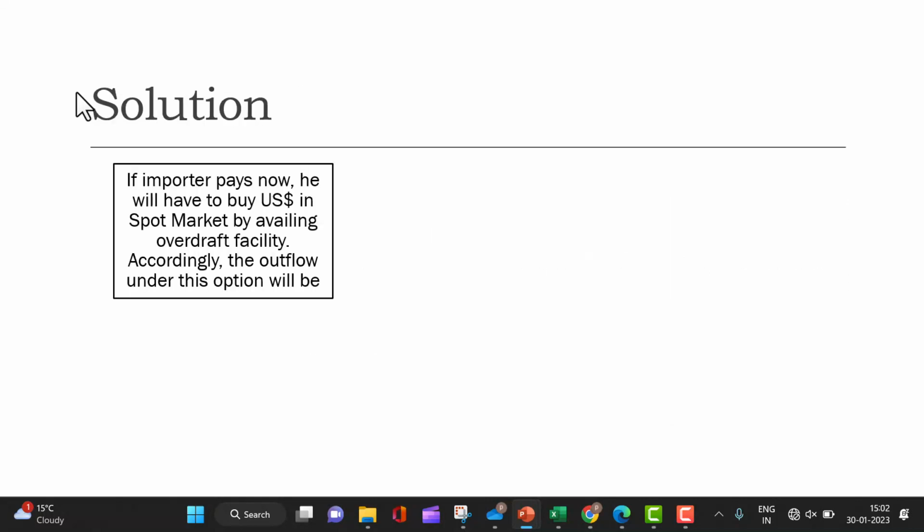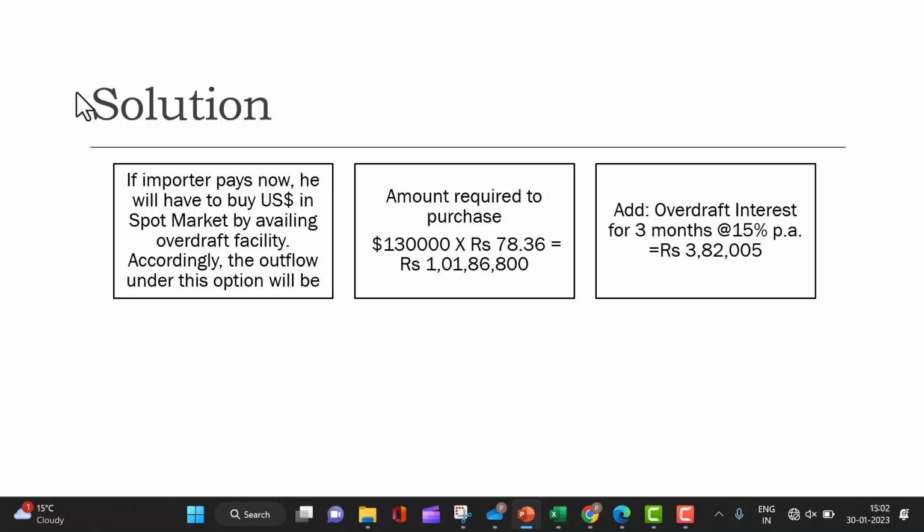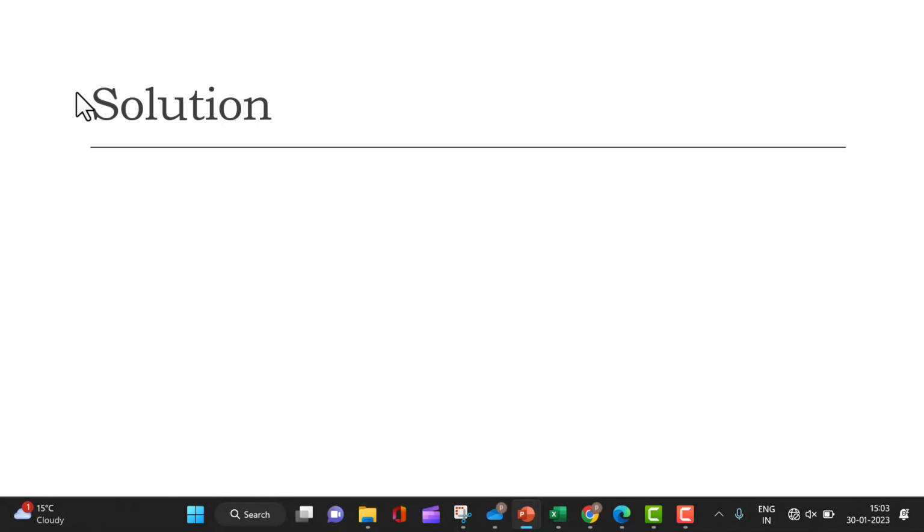If the importer pays now, he will have to buy US dollars in the spot market by availing the overdraft facility. Because he doesn't have money, he goes to the bank and says, give me money, I'm going to make a payment immediately to my customer. The outflow under this option will be like this. First of all, the current ask rate, the spot rate, is applicable, and add overdraft interest for 3 months. If you have to compare the two amounts, you have to add 3 months interest because you will pay that, isn't it? After that, we will do a similar question.